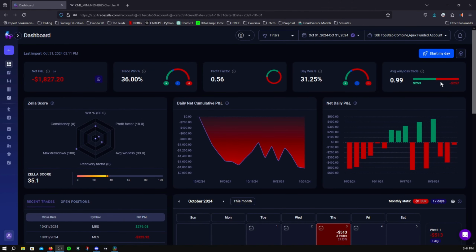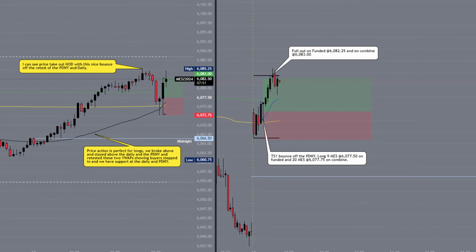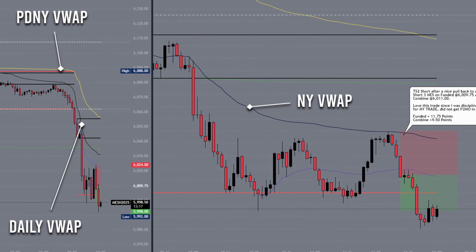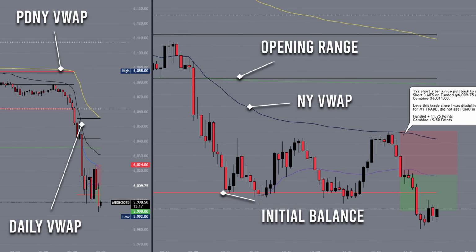Let me guess, you've heard it a million times. Trade the key levels, trade the key levels. But nobody ever tells you which key levels actually matter or how to actually trade them. Well, after losing more money than I like to admit, I've simplified my trading down to just 3 key levels that have been working consistently for me. VWAP, the opening range, and the initial balance.